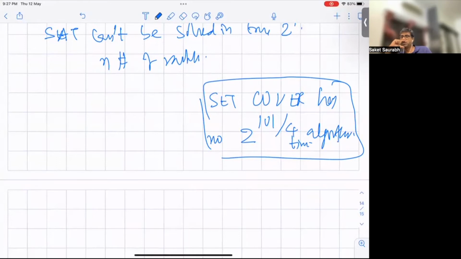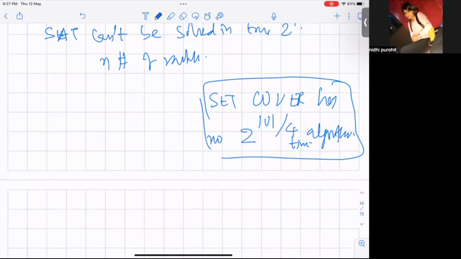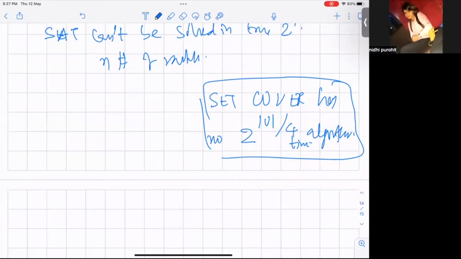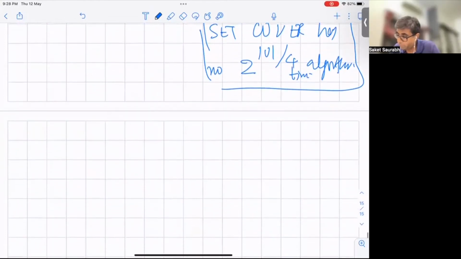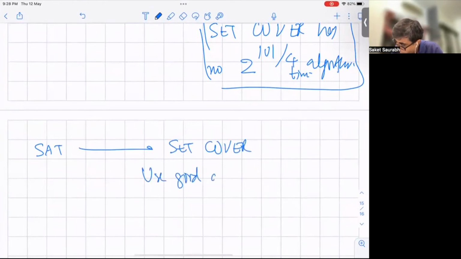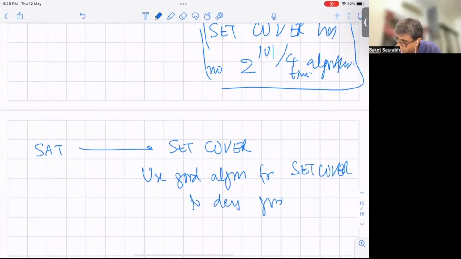If I wanted to rule out such an algorithm, what do I need to show? We can rule it out by assuming set cover has this algorithm and showing a reduction from SAT to set cover, which will contradict that SAT cannot have this algorithm. So let's start with SAT, give a reduction to set cover, and use a good algorithm for set cover to design a good algorithm for SAT. Am I right?